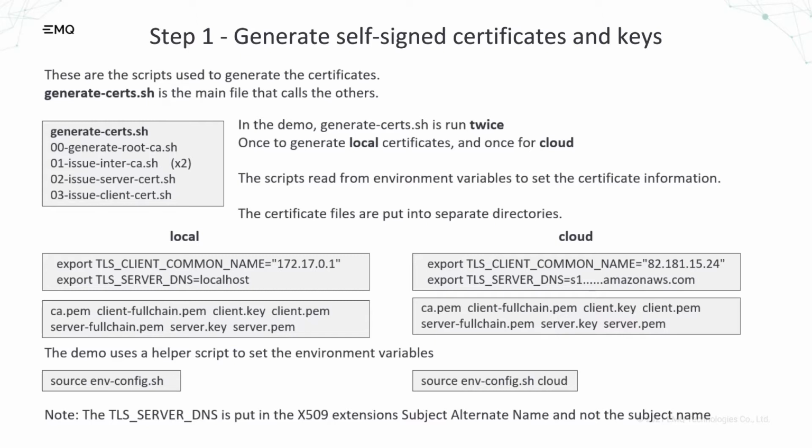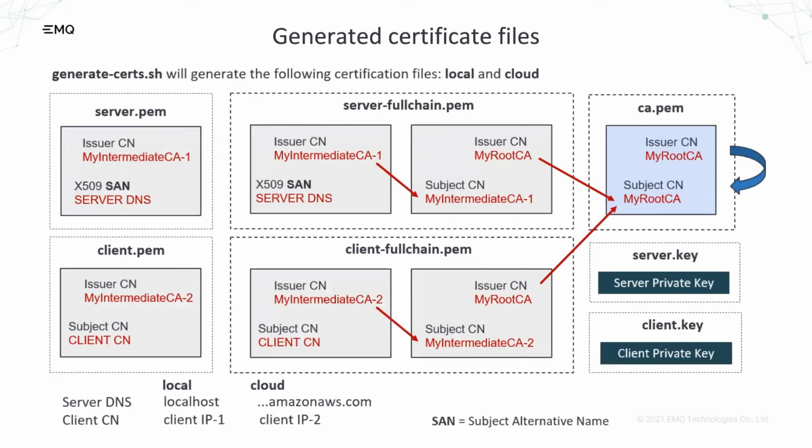The scripts read from environment variables to set the certificate information. And the certificate files are put into separate directories. One is local and one is cloud. So they're 2 completely independent certificate sets. And the one thing you want to make sure you do is to set the environment variables to match your server and client configurations. So here's what the generated certificate files look like.